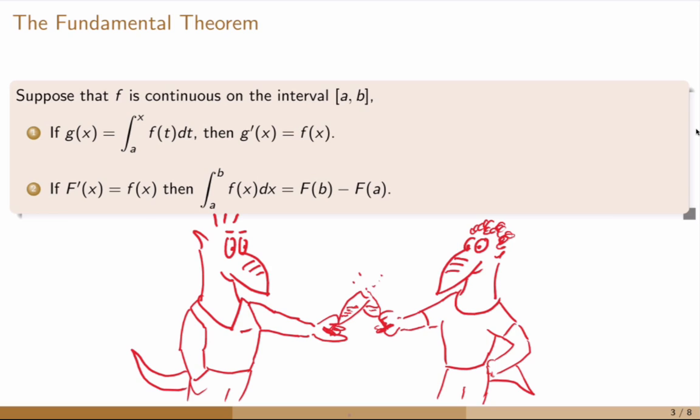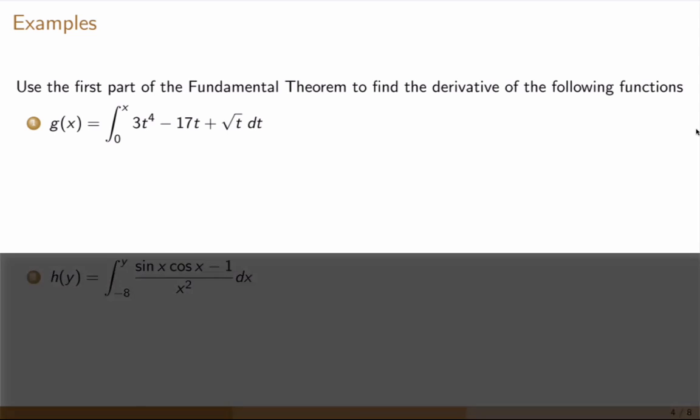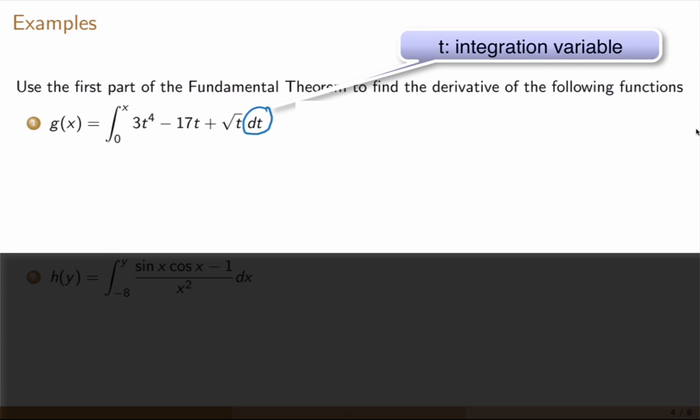You will see that doing this is actually rather easy. The only problem is kind of a bookkeeping problem. So you need to be aware which variable describes what. So here's the first example. G of x is the integral from 0 to x of 3t to the 4 minus 17t plus root of t dt. So what you should first notice is as a dt, so t here is the integration variable.